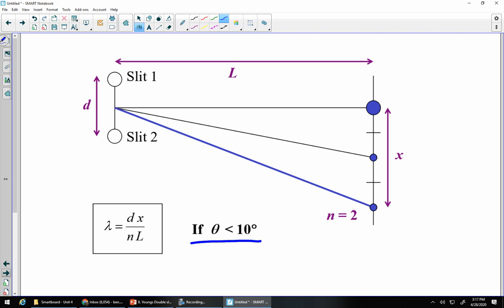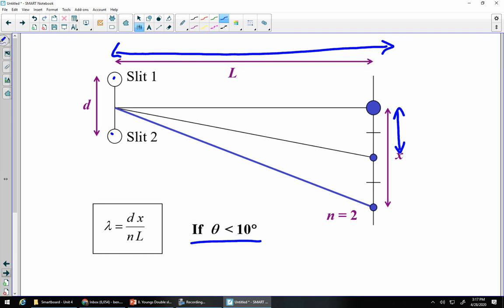So lots going on with this. d is the distance between the slits. L is the length that the light has to travel, so that's from the slits over to the screen. In my case, it was the whiteboard. x is the distance between the maxima.